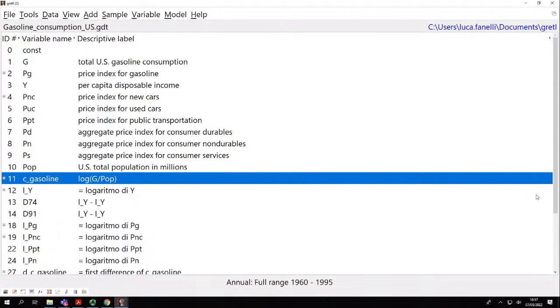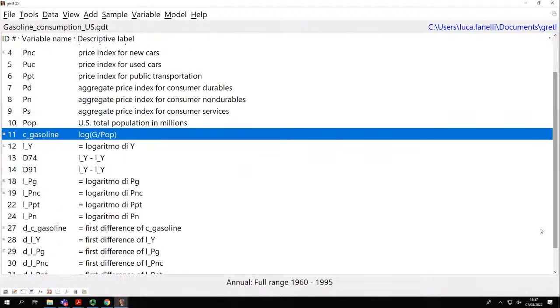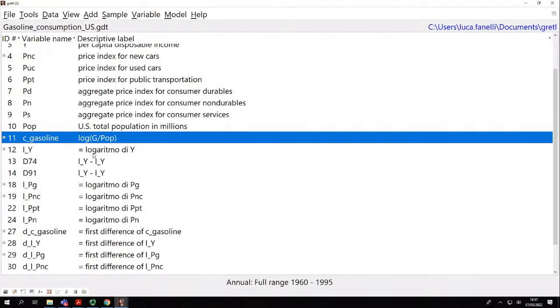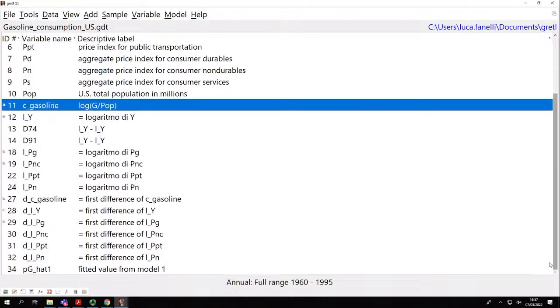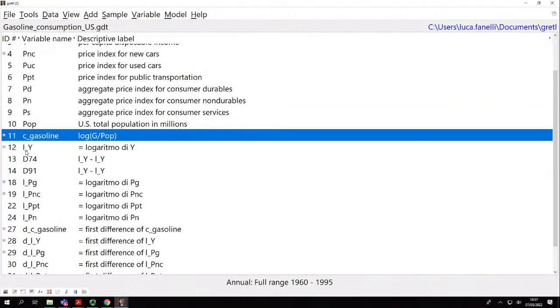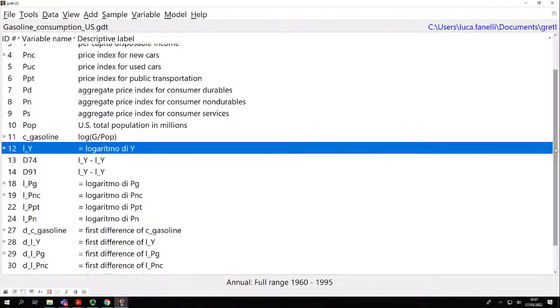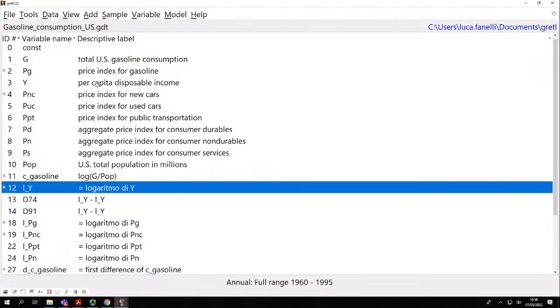Then I have built another variable, which is the log of y, but what was y? Let me see if I have y here. It's disposable income. Yes, this is already per capita, so I simply did the log.